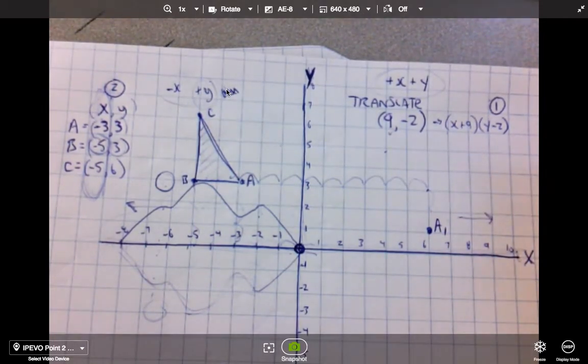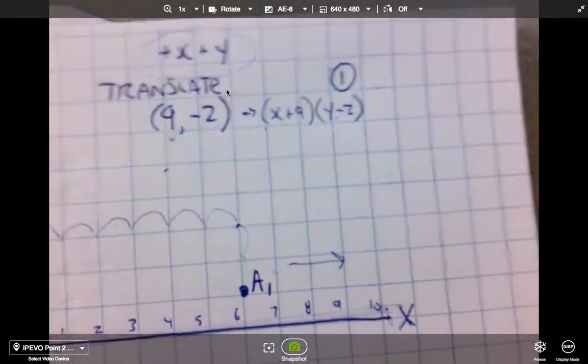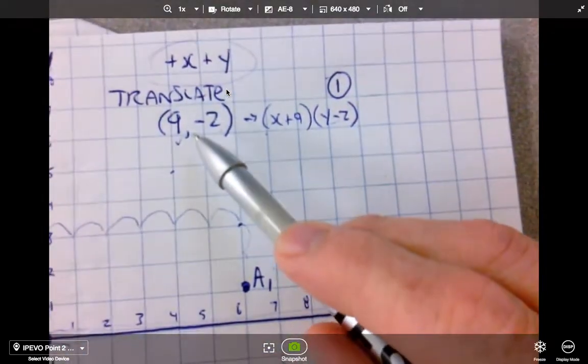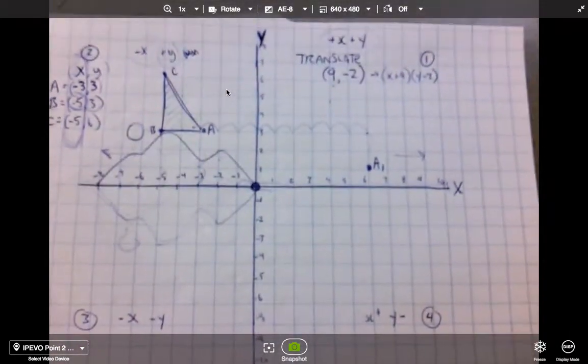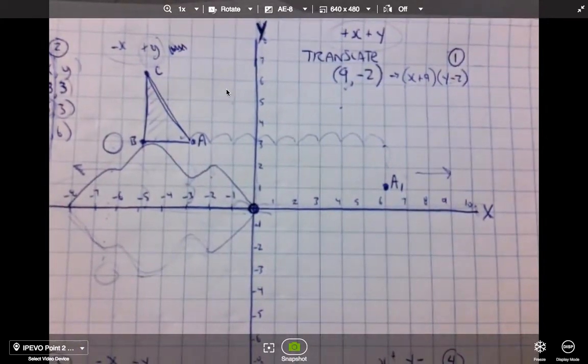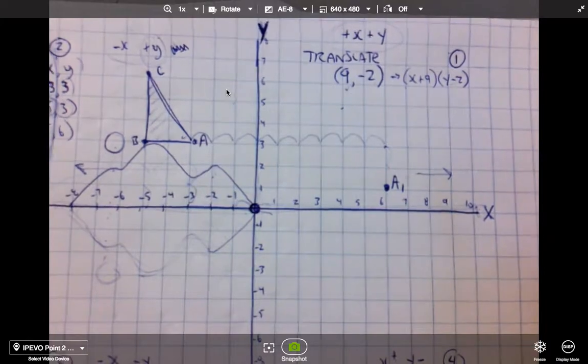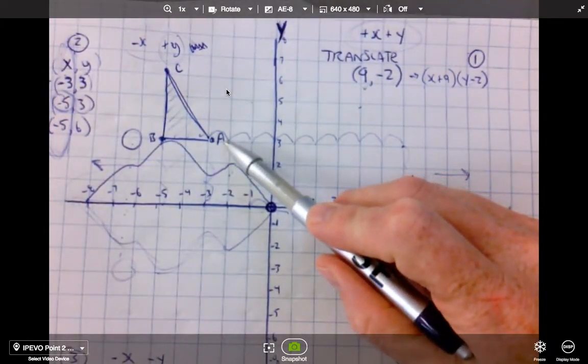Yes, Lujine? What's in the second bracket? This here? The second one. These here? Yeah. Those were just to show you another way of writing the translation. That just says x plus 9, y minus 2. It's just another way of writing the translation. Okay? It's just in case you see it in a textbook or on a test. Yes, Miriam. Well, it actually becomes A1 because the original was A.